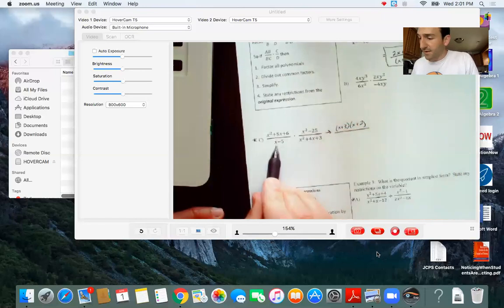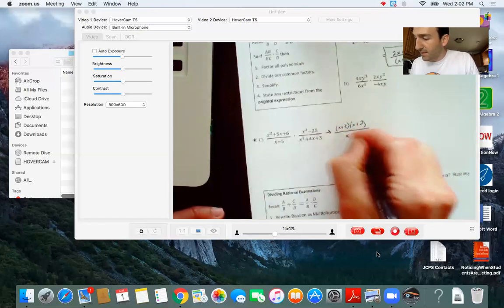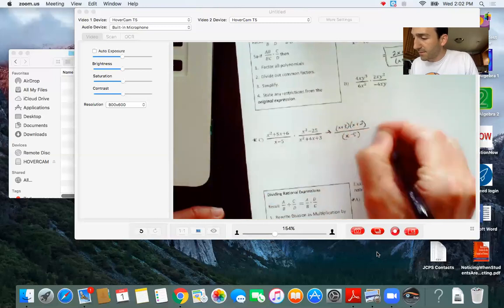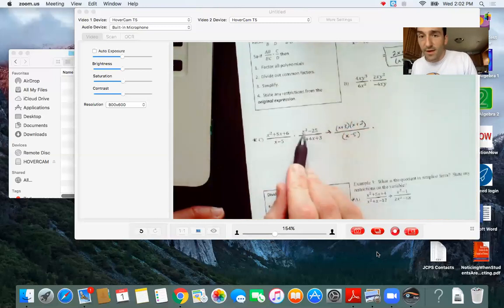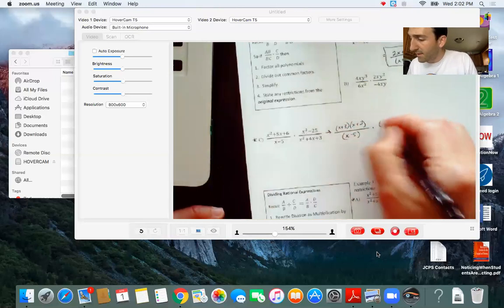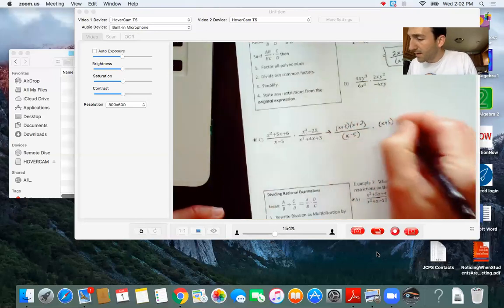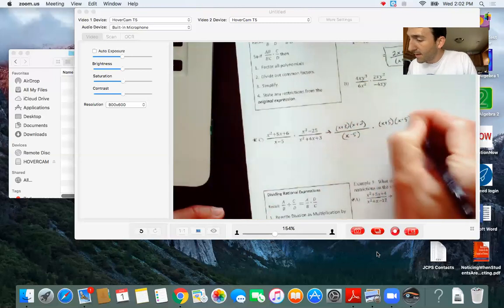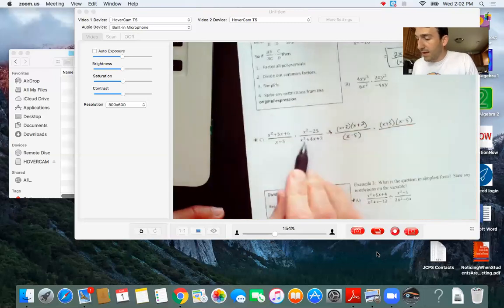Nothing, no common factors here, so that's just going to stay x minus 5. I like to put parentheses around them, though you don't necessarily have to. Difference of squares here, so x plus 5 times x minus 5. And then here we would have x plus 3 times x plus 1.